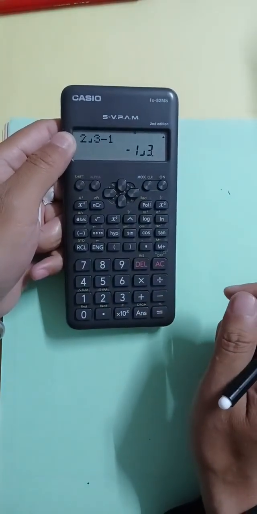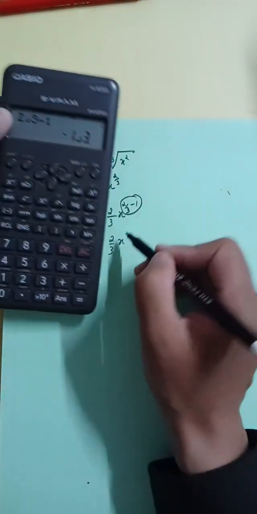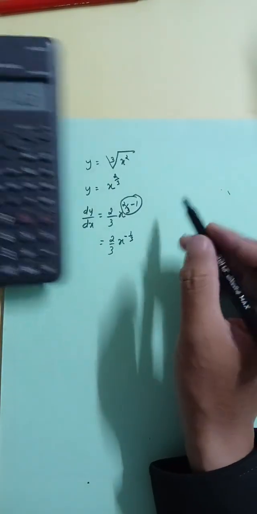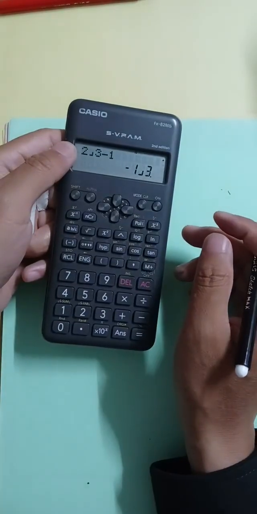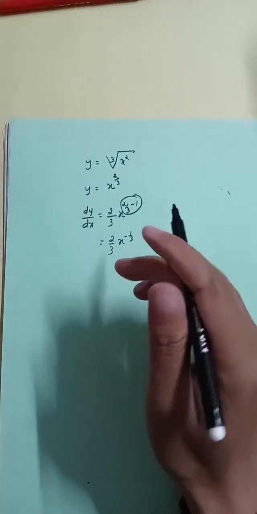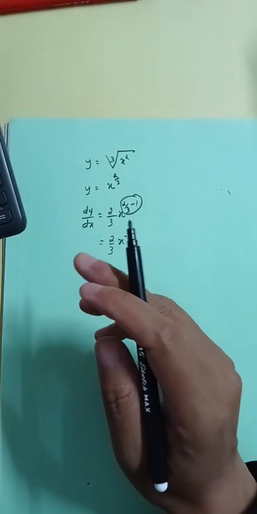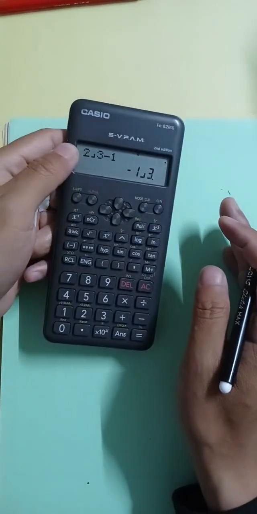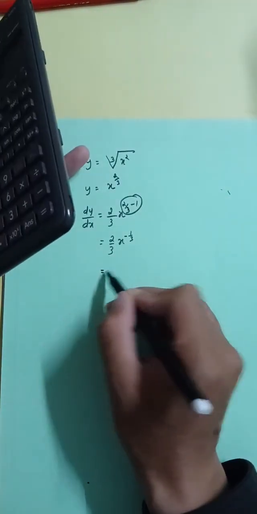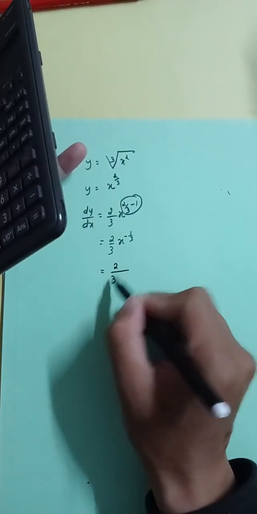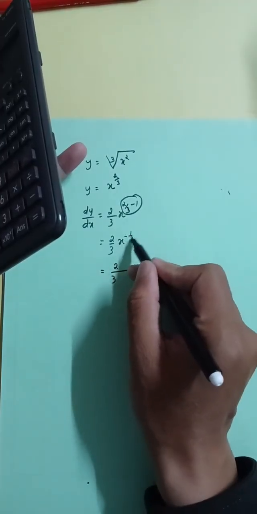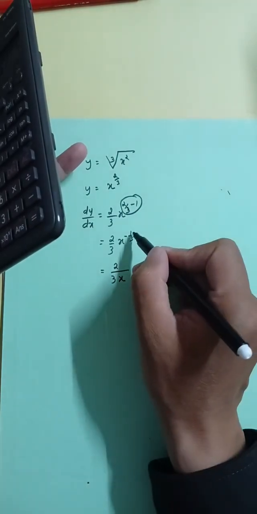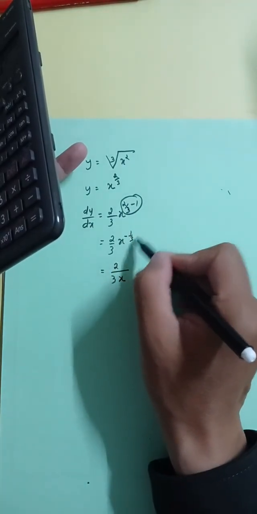Negative 1 over 3, we write it as negative 1 over 3. Then after that, 2 over 3, take this x raised to negative 1 over 3 in the denominator, which will now change the sign of the exponent.